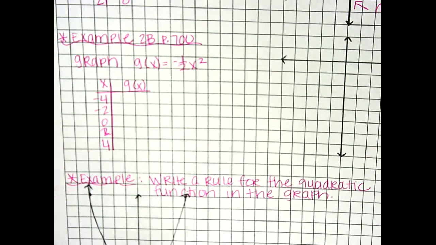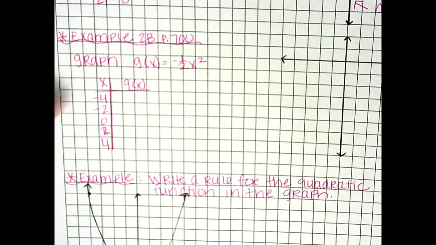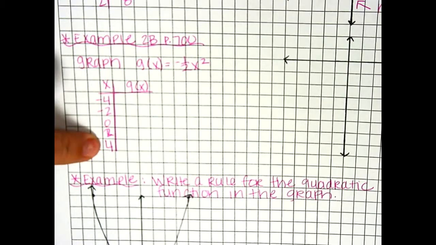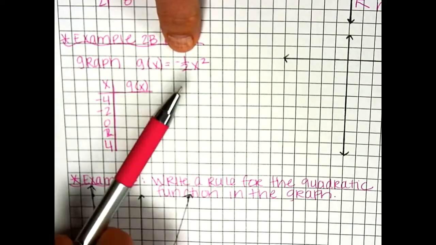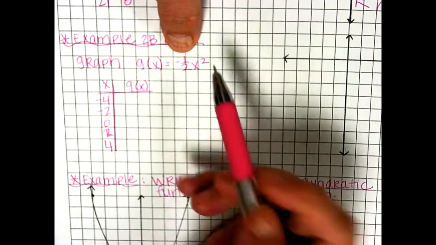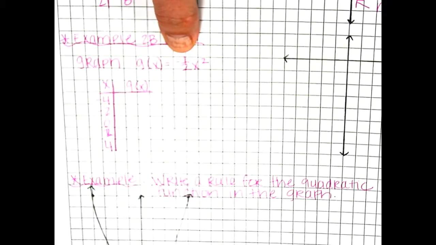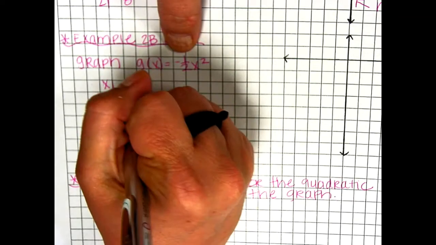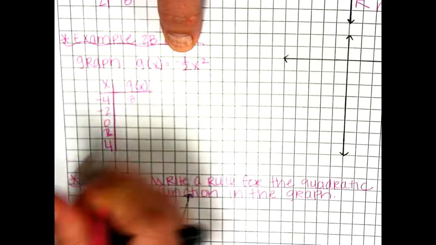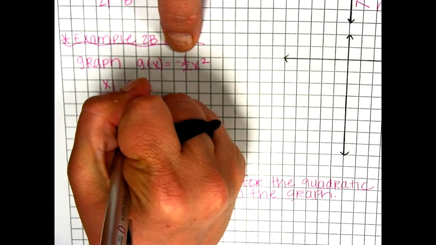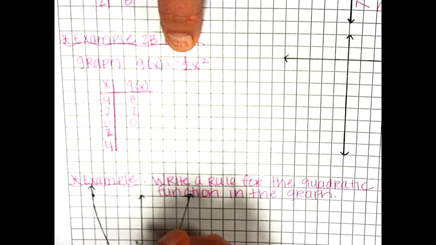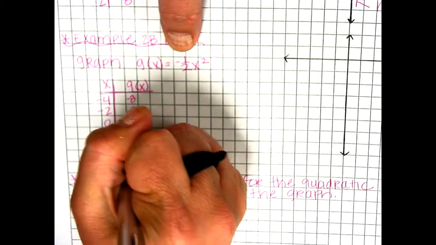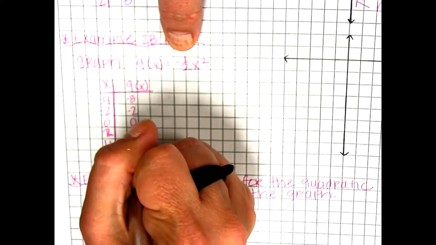Alright, the second example, we're going to use -4, -2, 0, 2, and 4. We're going to use those numbers because there's a fraction and we're trying to use multiples of the denominator. So if I put -4 in for x, I'll get -8. -2 gives you -2. 0, 0. 2 is -2, and 4 is -8.